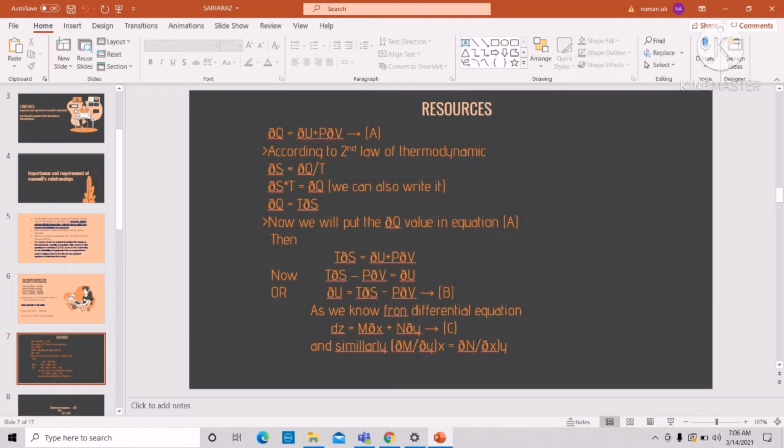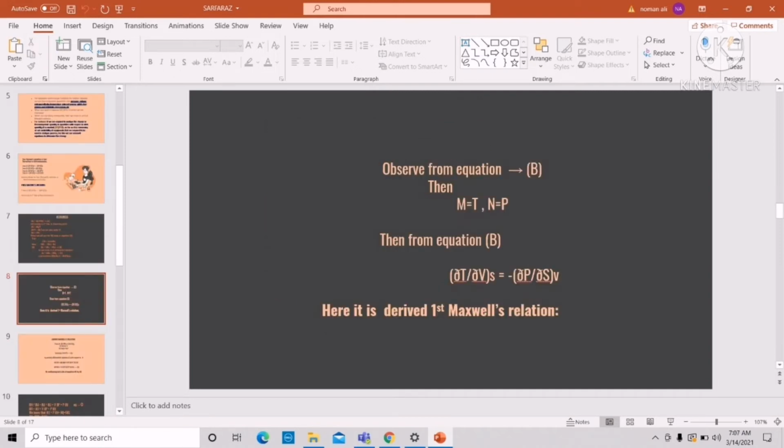As we know from differential equations that dz = M∂x + N∂y, it makes equation number C. And similarly, ∂M/∂y having x constant is equal to ∂N/∂x having y constant. Observed from equation B, M is equal to T and N is equal to −P. Then from equation B, ∂T/∂V having S constant is equal to minus ∂P/∂S having volume constant. Here it is derived, the first Maxwell relation.